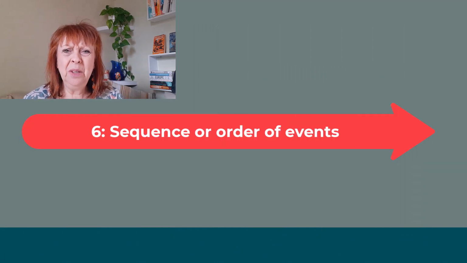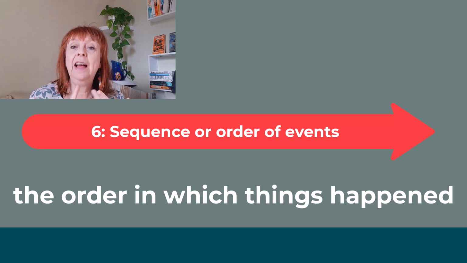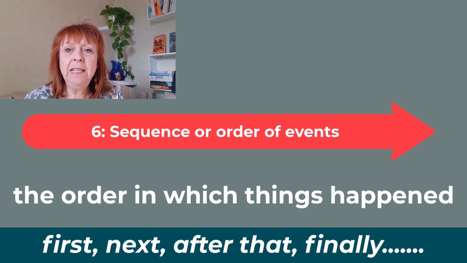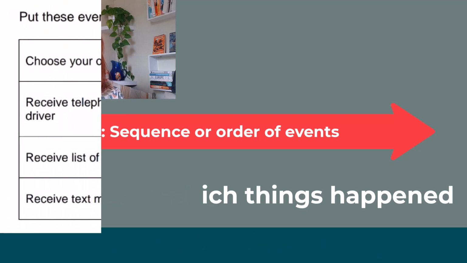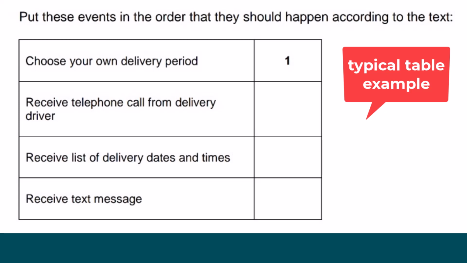So what is a sequence? Sequence just means the order in which things happen. So first, next, after that, finally. Very often you see these points written out in a table of key facts and you just have to write the numbers 2, 3 and 4 against the facts you have read. Very often number 1 is marked for you.